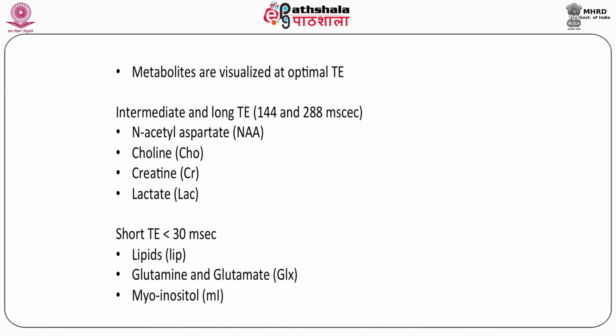Now here is a list of metabolites that can be visualized on an intermediate to long TE, which is around 144 to 288 milliseconds: NAA peaks, the choline peaks, the creatine peaks, and the lactate peaks. Using a short TE, time to echo, less than 30 milliseconds, gets us lipids, glutamine, and myoinositol peaks.